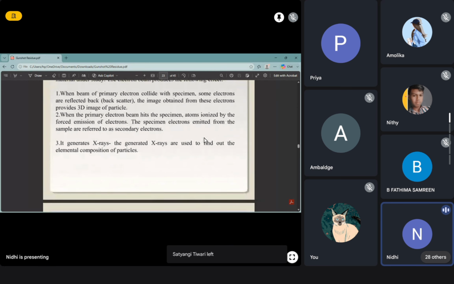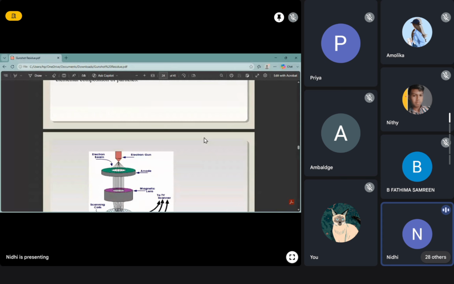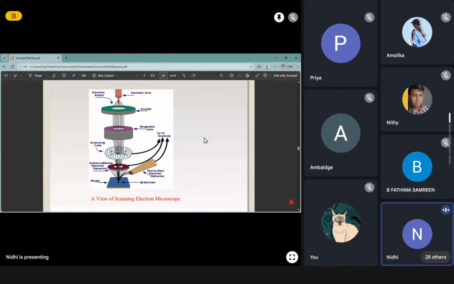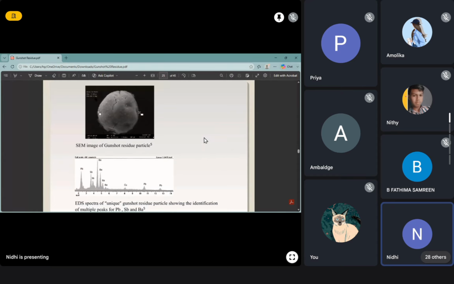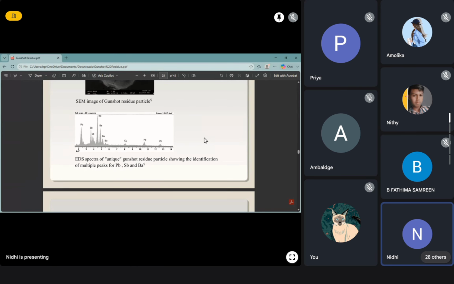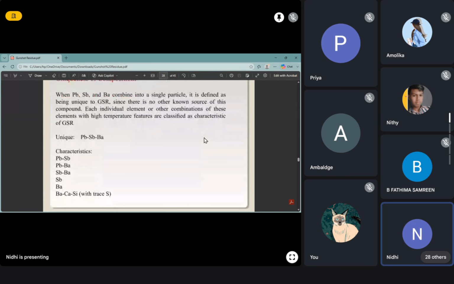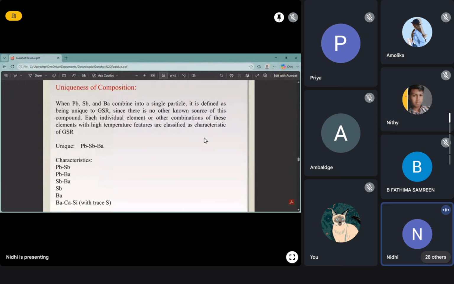Scanning electron microscopy, I do have pictures, but I'm not allowed to show them to you because those are confidential pictures of projectiles. So this is the SEM image of gunshot residue particles. By the way, we haven't done SEM imaging for gunshot residue particles on the human body. We have tried it on projectiles. Then these are the spectra. Then this is the uniqueness of composition.